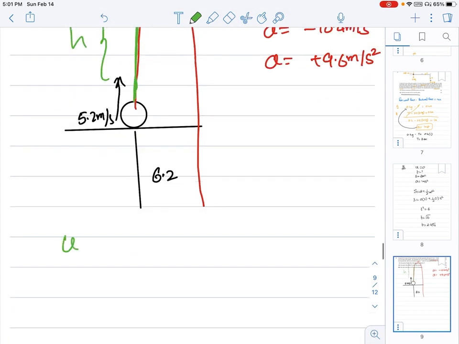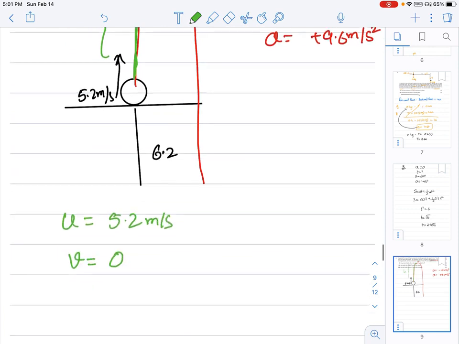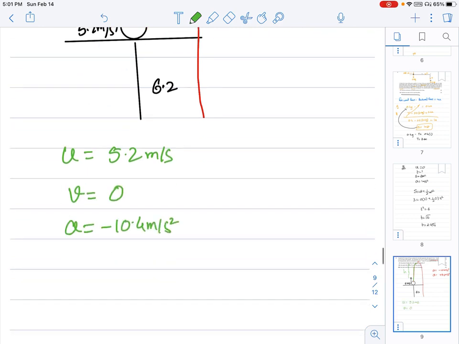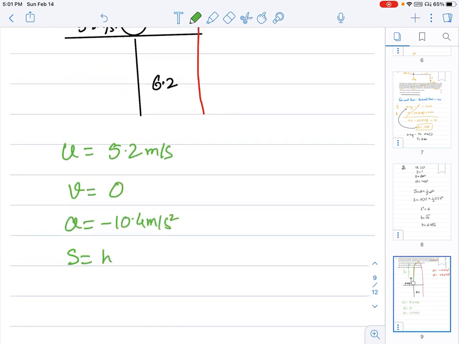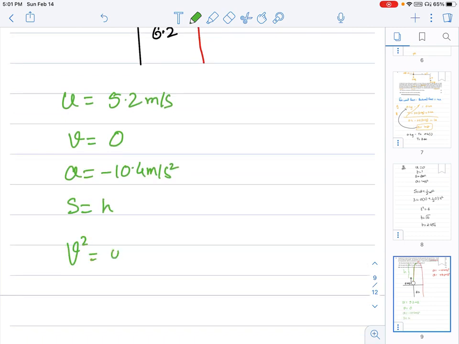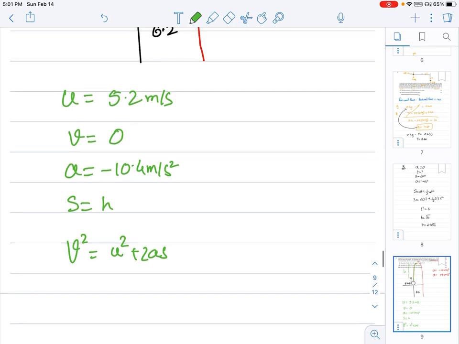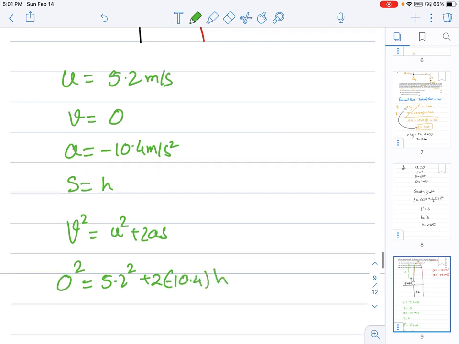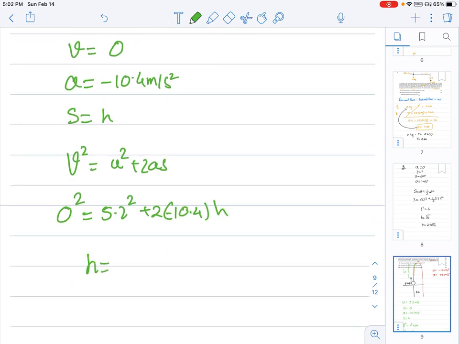For that part, initial velocity is 5.2, final velocity is 0 because at greatest height it has to stop. Acceleration is minus 10.4 meters per second square. So s is equal to h. We use v square is equal to u square plus 2as. So 0 square is equal to 5.2 square plus 2 times minus 10.4 times h. From there I get h value as 1.3 meters.